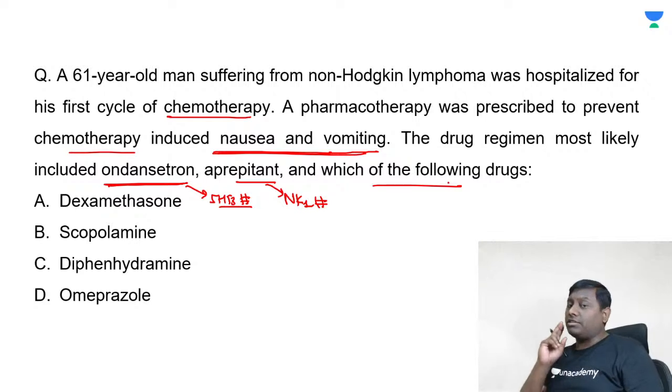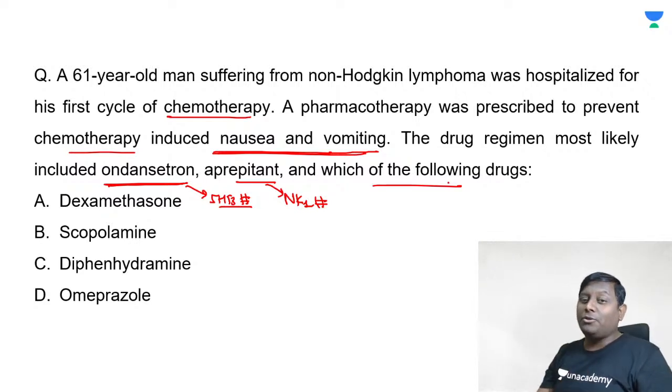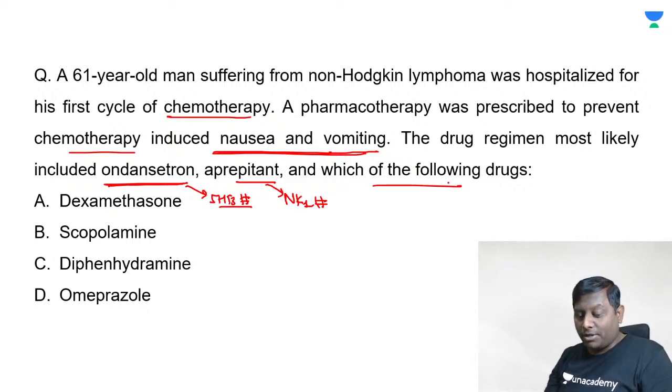So we all know there are three drugs that are predominantly used in chemo-induced nausea and vomiting. Go ahead guys, tell me which of the following would that be? Is it Dexa? Is it scopolamine? Is it diphenhydramine? Is it omeprazole? Go ahead please. All of you please try. All the students, those who are live, in this patient having cancer-induced nausea and vomiting, he has been given these two, and which will be the additional drug? Will you be using scopolamine?